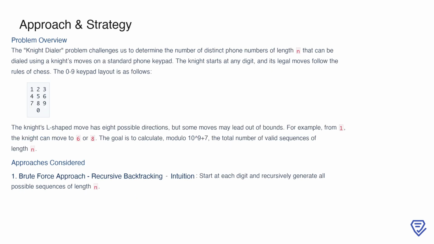The knight dialer problem revolves around determining how many distinct sequences of length n can be formed on a phone keypad when moving like a knight in chess. The knight starts at any digit and moves in an L shape, which means jumping 2 squares in one direction and 1 square in a perpendicular direction. On a standard keypad, this creates up to 8 potential moves, although some moves will lead out of bounds, depending on the starting digit. For example, starting at digit 1, the knight can only move to 6 or 8. The ultimate goal is to compute the total number of valid sequences modulo 10^9 + 7.